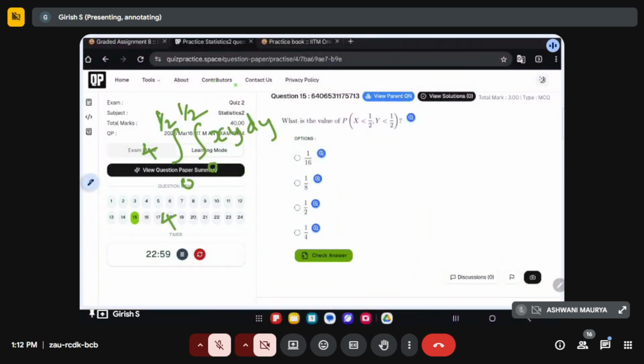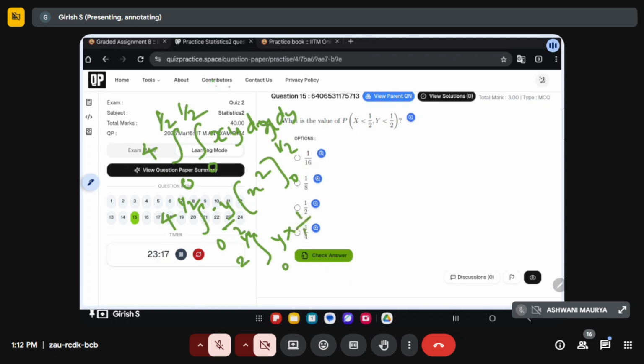So I'll just solve this. Just let me know if I make any mistakes in integration. So dx and dy. So y into x square by 2, so this is 0 to half. So this becomes 2 integral 0 to half y into 1 by 4. So this becomes integral 0 to half y into dy, 1 by 2 y square by 2, and y square is nothing but 1 by 4.